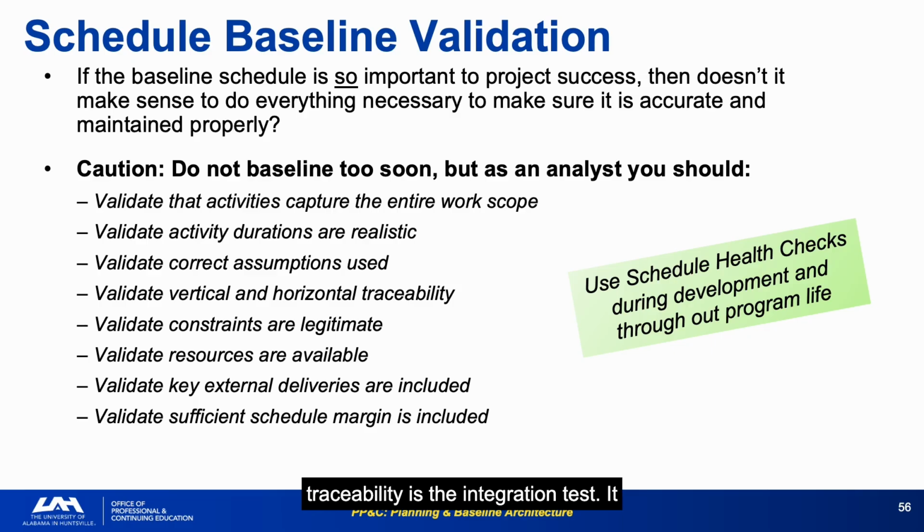Validate vertical and horizontal traceability is the integration test. It ensures that the detailed level rolls up consistently to the intermediate and master schedule levels, and that the logic network flows coherently across time. Scheduled health checks are your ongoing early warning system after baselining. Use them monthly, not just during milestone reviews. They'll surface emerging logic problems before they become critical path problems.